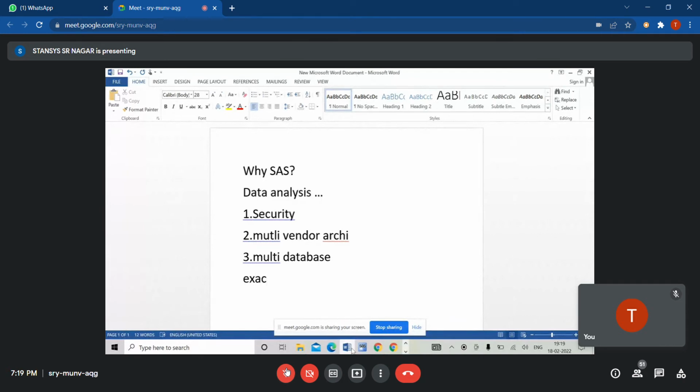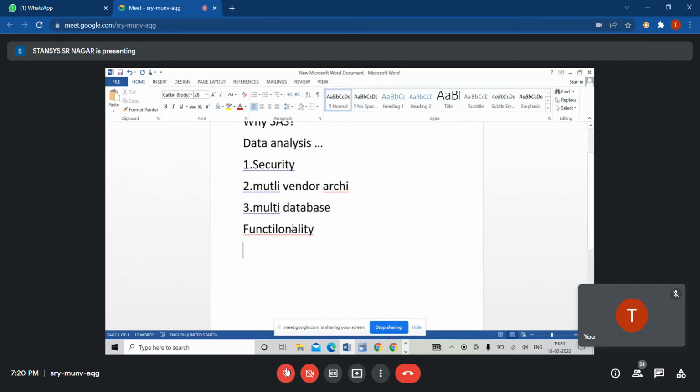SAS has all the functionalities, like reporting, analysis, and data management. Everything will be done under the SAS programming session only. So what are those functionalities? These four steps are done by SAS only. We don't have any other software for this purpose.